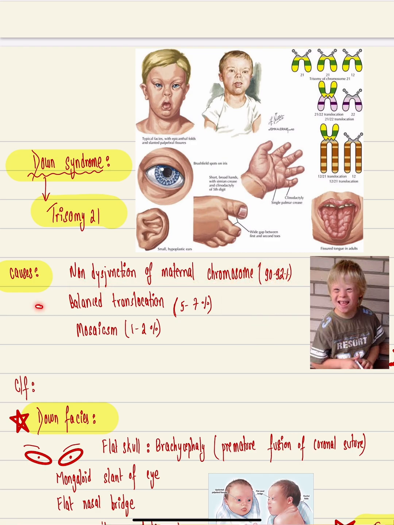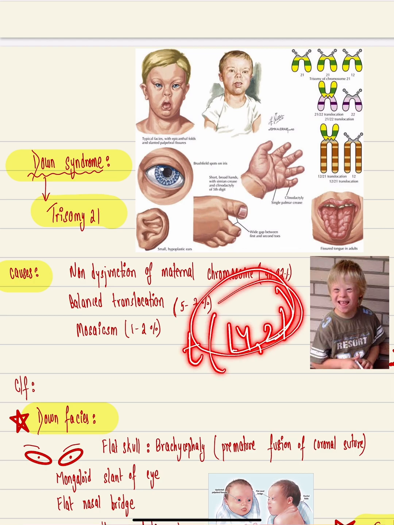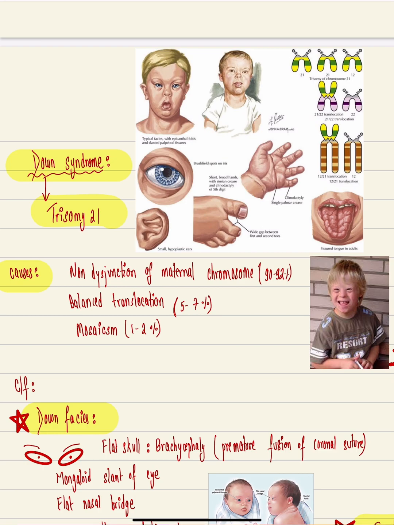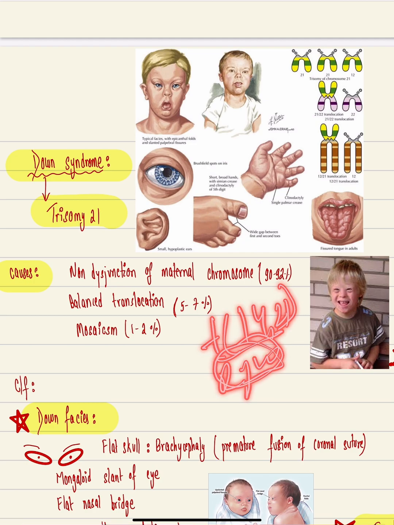Non-disjunction. And second is balanced translocations. It occurs in almost 5 to 7 percent of cases. It is also called functional trisomy, and the most common is translocation 14;21, and the one having translocation 14;21 has a very high risk of Down syndrome.